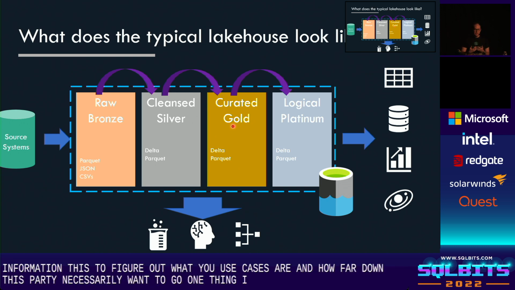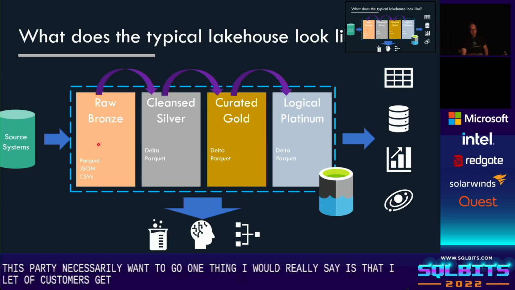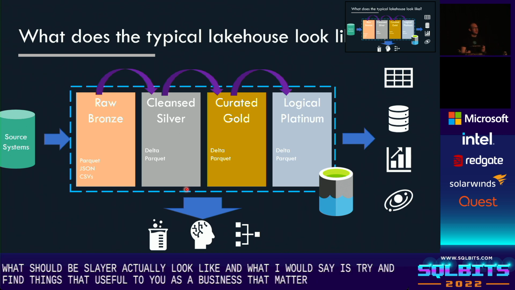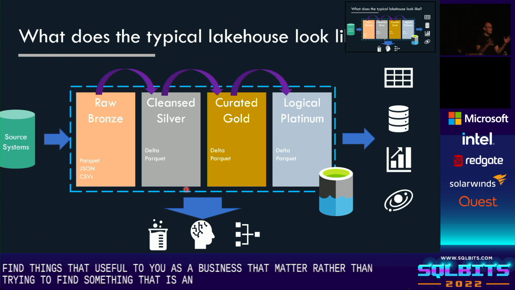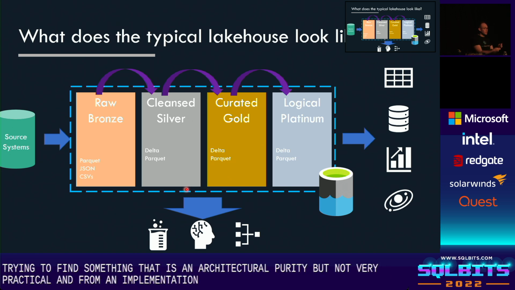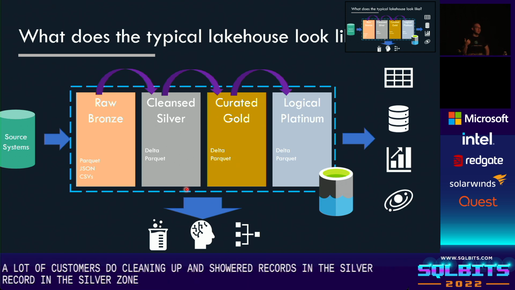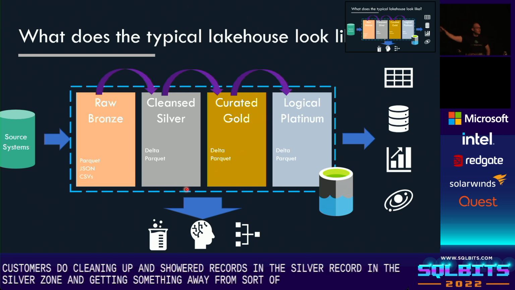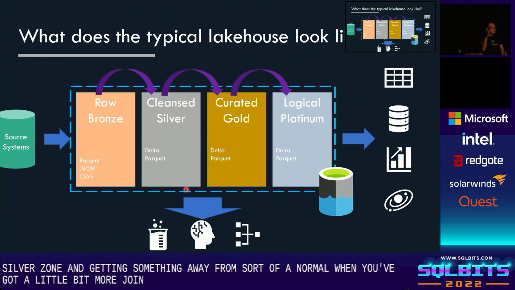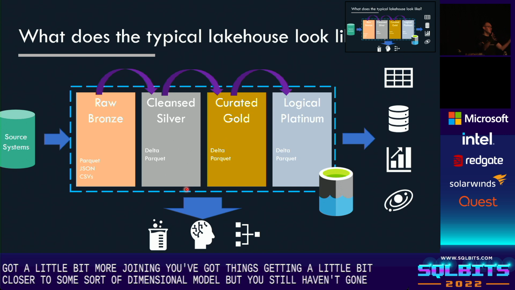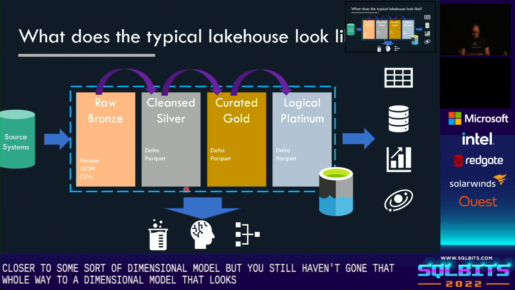One thing that I would really say is that a lot of customers get caught up in what should silver look like? Like, what should this layer actually look like? And what I would say is try and find things that are useful to you as a business, that matter, rather than trying to find something that is an architectural purity, but not very practical from an implementation point of view. In practice, what I see a lot of customers do is cleaning up invalid records in the silver zone, and moving away from a third normal form style design where you've got a little bit more joining, things getting a little bit closer to some sort of dimensional model, but you haven't gone that whole way to a dimensional model. What that line looks like is very different. So that's what the overall architecture kind of resembles.